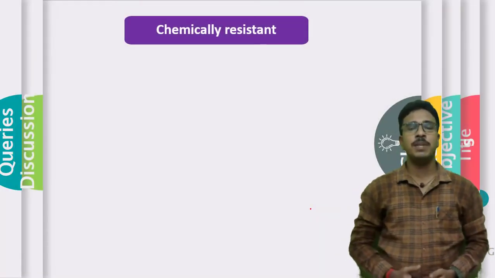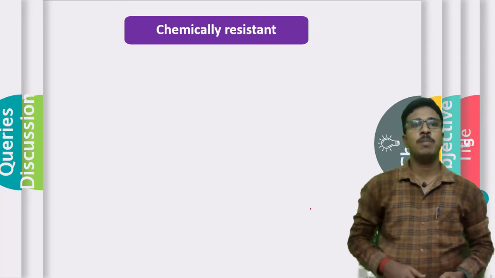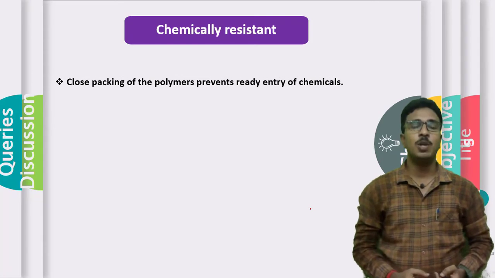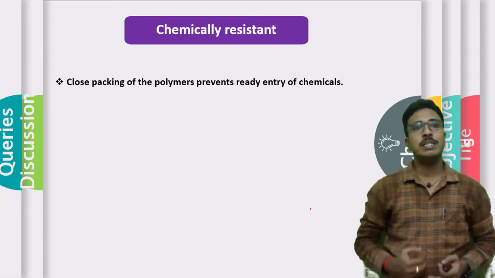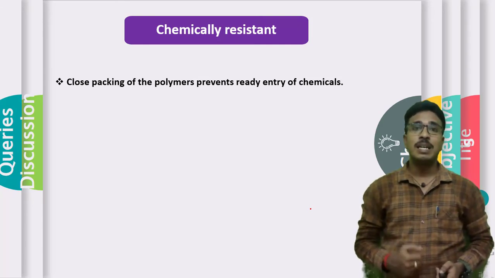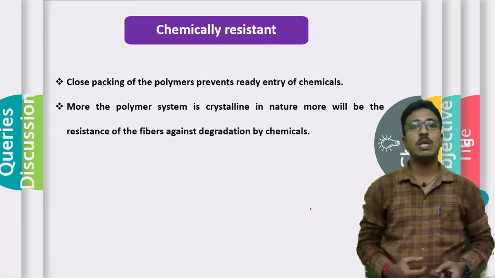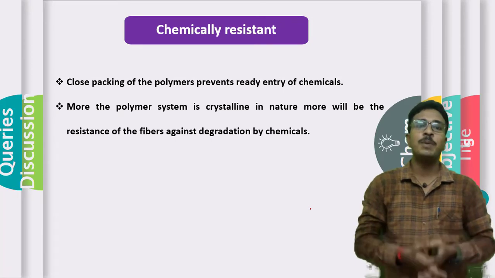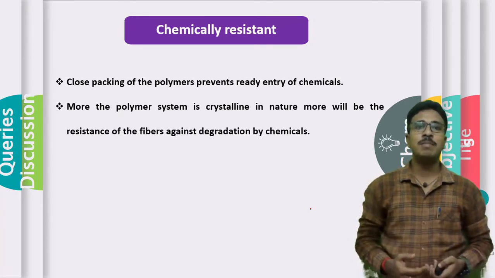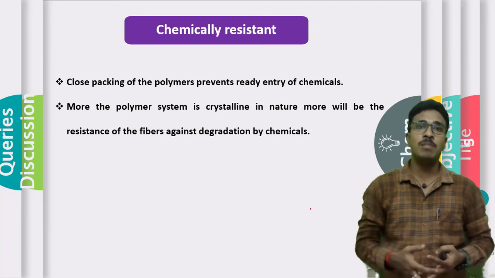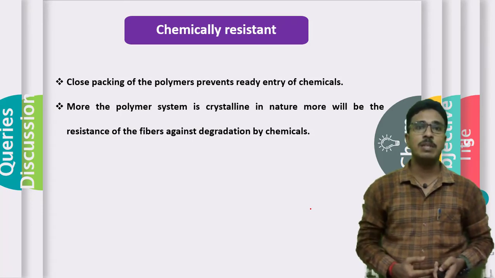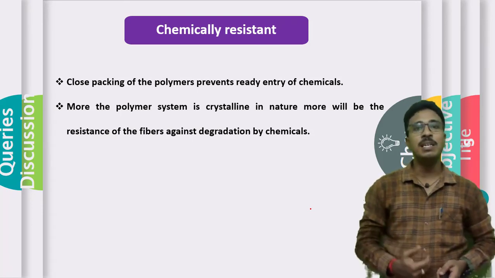The next important principle of a fiber forming polymer is that the polymer should be chemically resistant. The close packing of polymers prevents the ready entry of chemicals. The more crystalline the polymer system is, which makes the polymer highly compact, the more resistant the fiber is against degradation by chemicals.